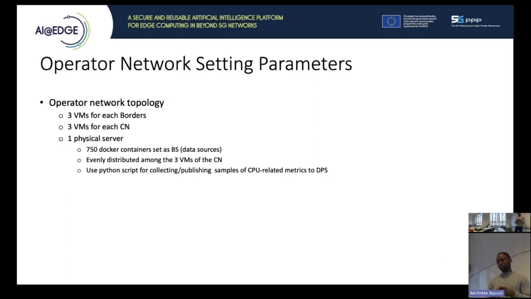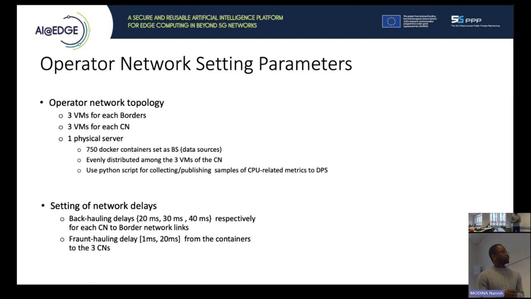These data sources were implemented as Docker containers. Then we deploy up to 750 Docker containers. These data sources are evenly distributed among the three VMs of the core network. Then we use a Python script for collecting and publishing samples of CPU-related metrics to the data pipeline system.